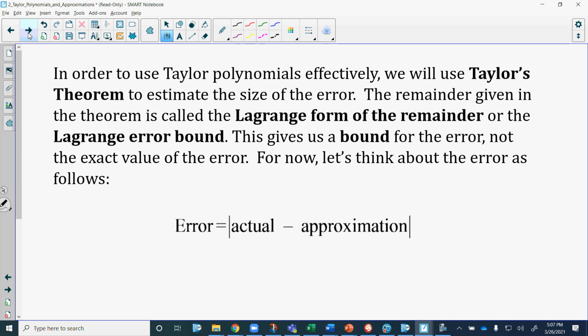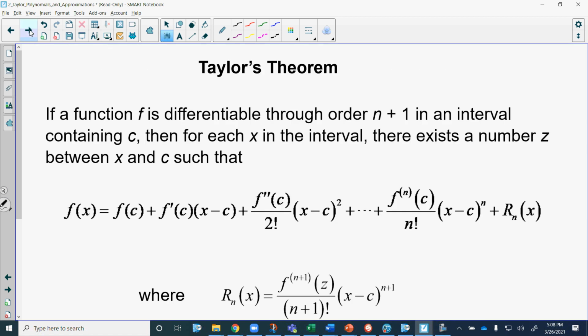In order to use Taylor polynomials effectively, we use Taylor's theorem. And again, that's where we're really going to get into things a little bit later on in a different lesson, to estimate the size of the error. The remainder given in the theorem is called the Lagrange form of the error, or the Lagrange error bound. And this gives us a bound for the error, but not the exact value for the error. So for now, think of the error as just the actual minus the approximation. Again, we'll get into more detail with the errors later on.